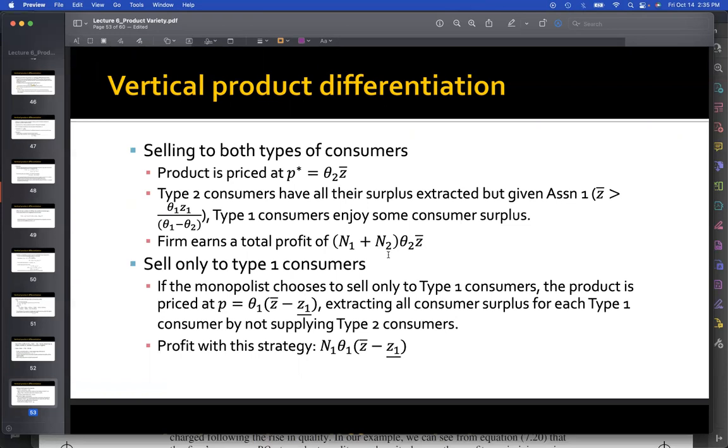Now you can choose to sell only to the type 1 customers. In this case, you want to extract all of their willingness to pay. So the product is priced at the following: theta 1 Z over bar, which is the quality level that you've chosen, minus Z under bar 1. So this just comes from utility, right? And price is equal to this. So all of the willingness to pay, all the utility goes to the monopolist. And the profit from this strategy is just this one.